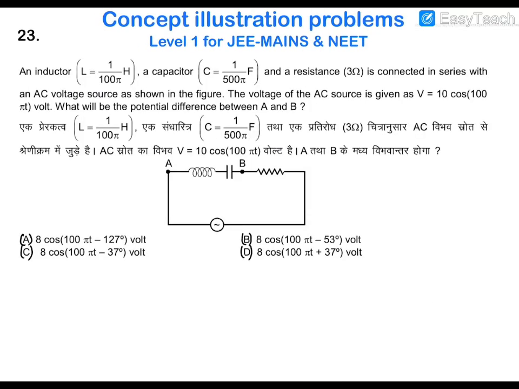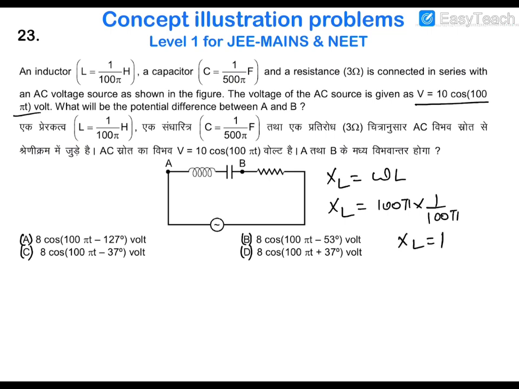In this question, you can see that there is a circuit containing L, C, and R all in series with each other, and they are connected to this voltage source. So we have to find out the value of VA minus VB as a function of time. First of all, let us see that XL is omega L, and omega is 100 pi, and L is this, so this is 1 upon 100 pi.